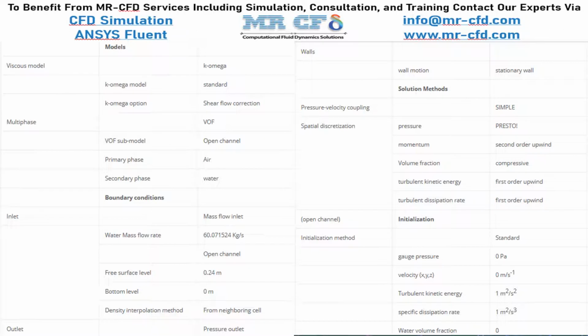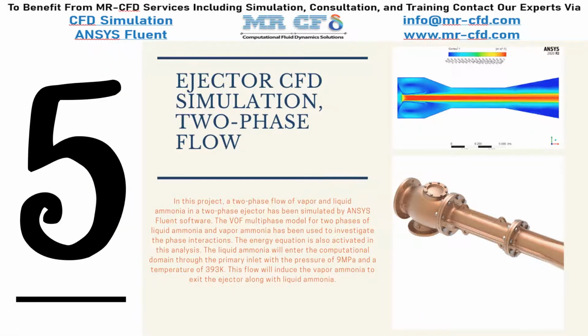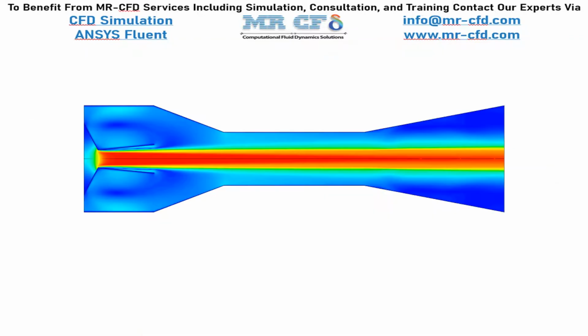Finally, a summary of different settings and setup that we have used in our project is presented to you in the slide. In this project, we will simulate two-phase flow inside an ejector. In this project, two-phase flow of vapor and liquid ammonia in a two-phase ejector has been simulated by ANSYS Fluent software. The realizable K-epsilon model is used for flow analysis. The VOF multiphase model for two phases of liquid and vapor ammonia has been used to investigate the phase interaction. The energy equation is also activated in this analysis.